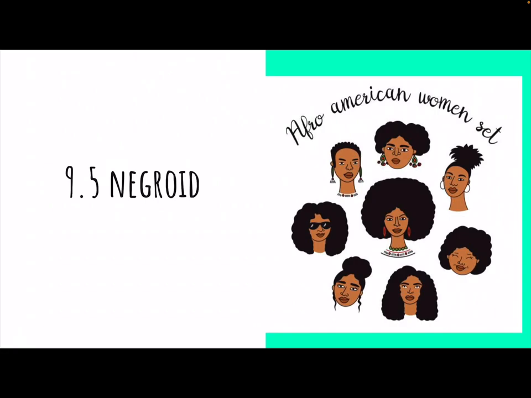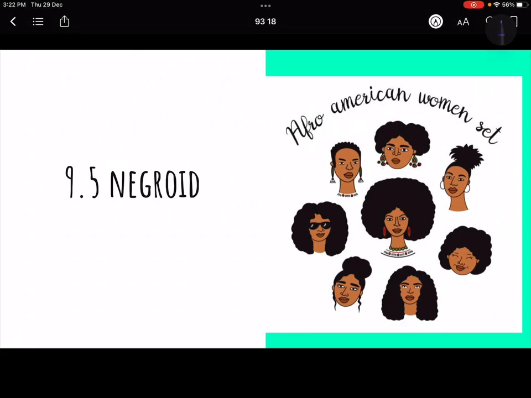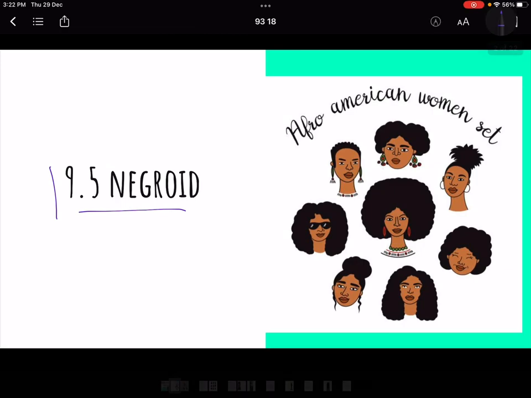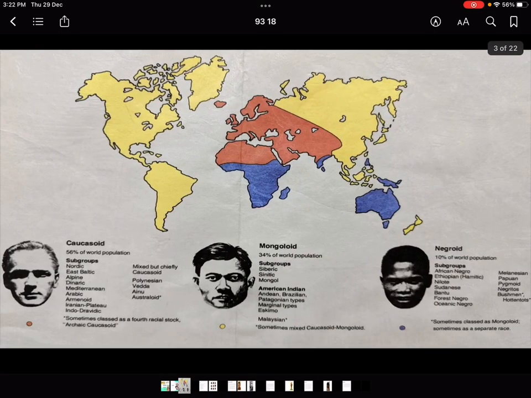So we were doing the racial classifications. We had extensively studied Caucasians and their subtypes also. Today, in the same way, we are going to do Negroids and their subclassifications, right? So let's get started. We are going to do it the same way. First we are going to revise, and then we are going to move to the map and all of that. With the help of the map we are going to study it.